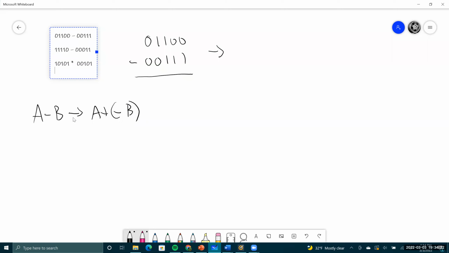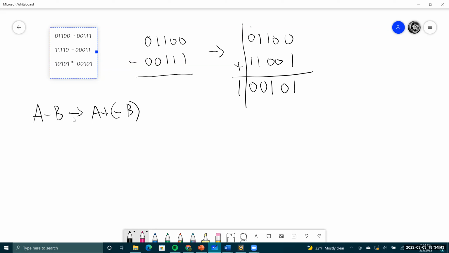So I want to change this to an addition problem. So to change to an addition problem, the top stays the same, but the bottom, we change the sign. So if it's currently positive, we're making it negative. So we flip the bits and add 1. So it's 1, 1, 0, 0, 1. And now we add it. This is 1, 0, 1, 0, 0, 1. And then, of course, I discard this extra bit. All right. And there's your answer.